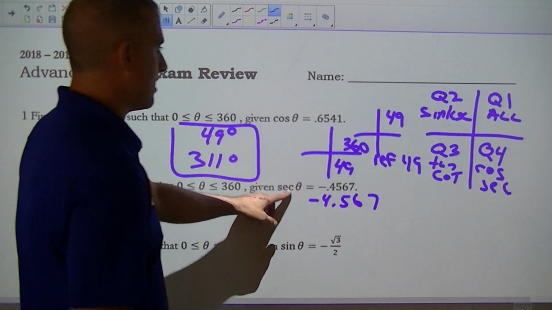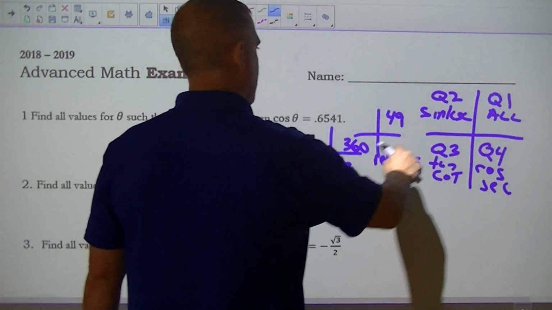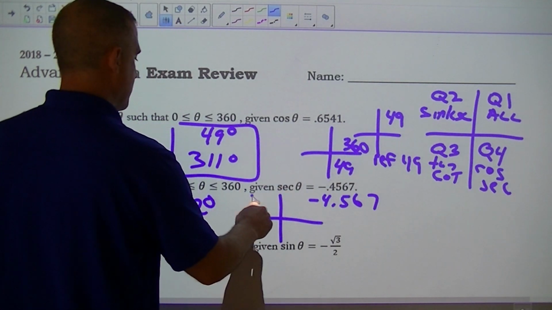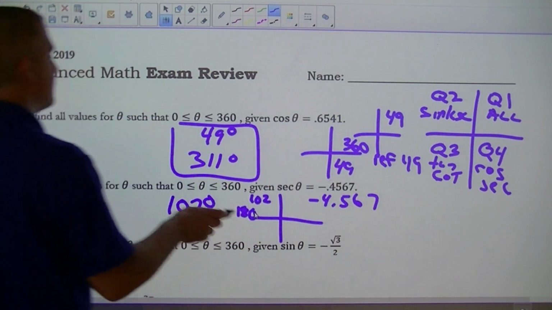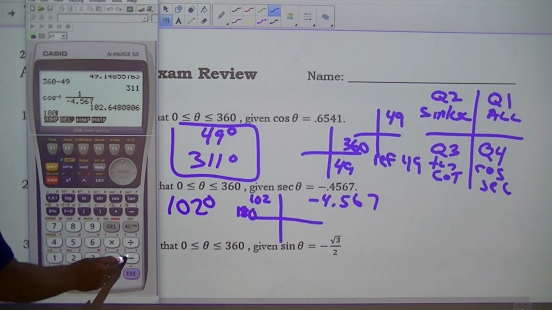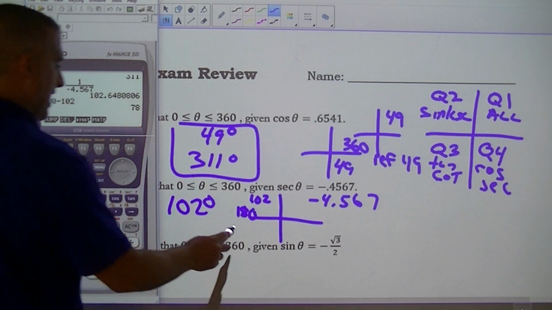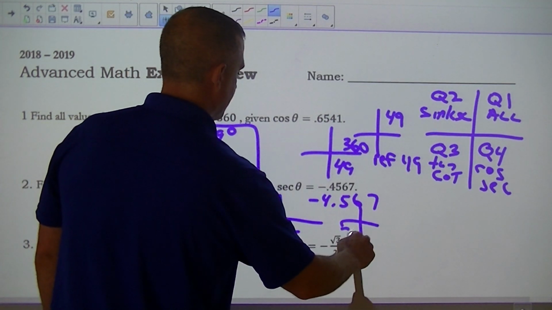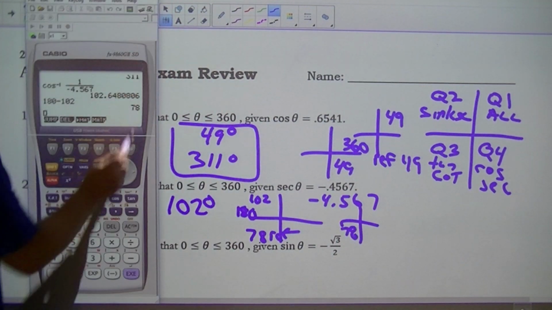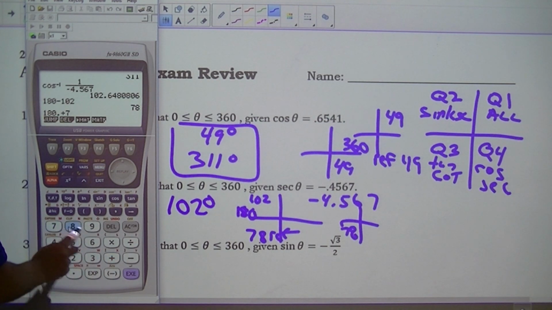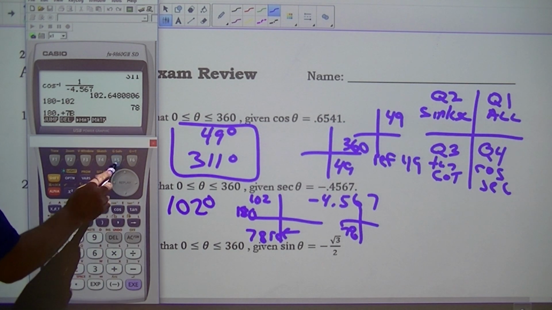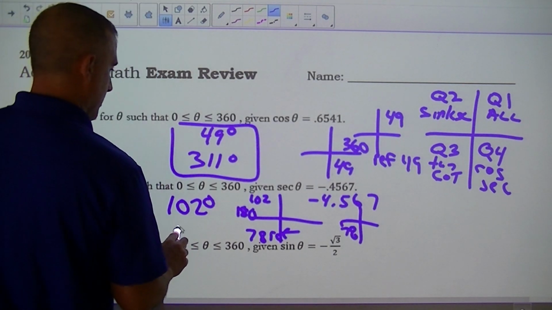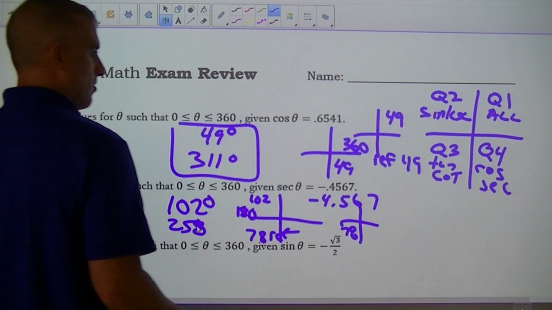Now I'm looking where secant or cosecant is going to be negative. All right? It's going to be negative here and here. So 102 would be in this quadrant, and I would apply the reference angle of 180. So 180 minus 102 is 78. Okay, so 78 is the reference angle, and so now I'd apply 78 down in that quadrant. So that's going to be 180 plus 78, which will be 258. So the two things that worked there were those two.